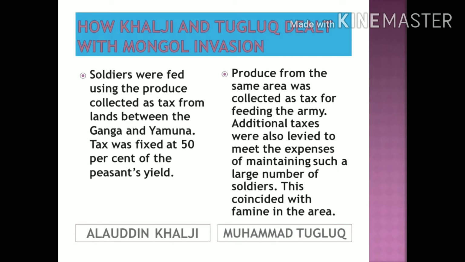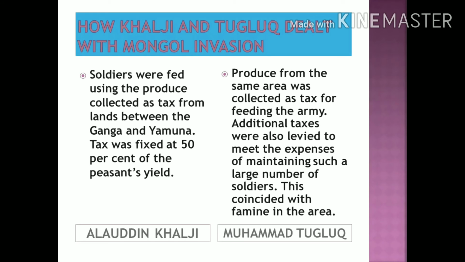Now this large army had to be fed, यानी कि इतने सारे soldiers को खाना खिलाना था. So ये कैसे हुआ? During Alauddin Khalji's reign, soldiers were fed using the produce collected as tax from lands between the Ganga and Yamuna. Tax was fixed at 50% of the peasants' yield. मतलब अगर किसी peasant ने 1 किलो चावल उगाए हैं तो उसमें से 500 ग्राम चावल उसको स्टेट को देने होंगे in the form of tax. यानी कि टैक्स कैश के रूप में नहीं लिया जाएगा, रादर ग्रेन के रूप में कलेक्ट किया जाएगा.